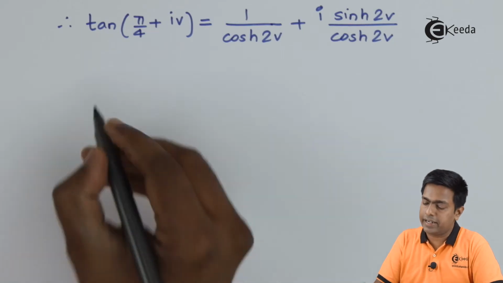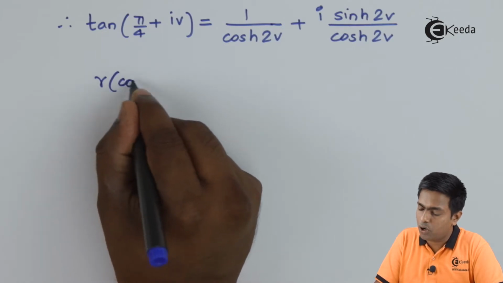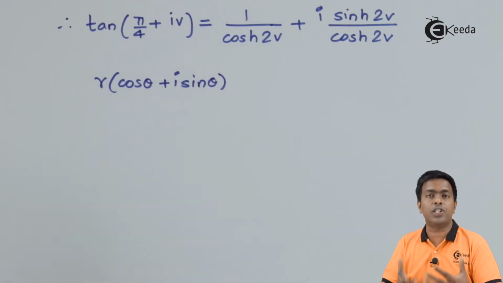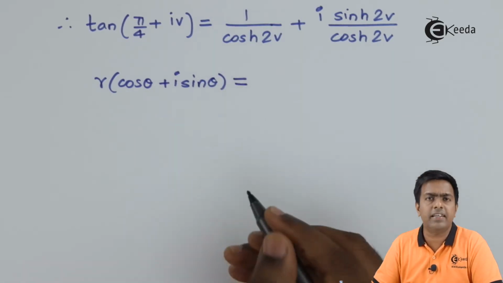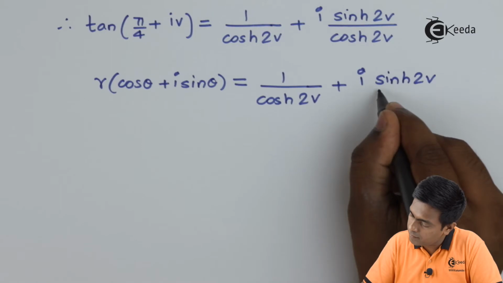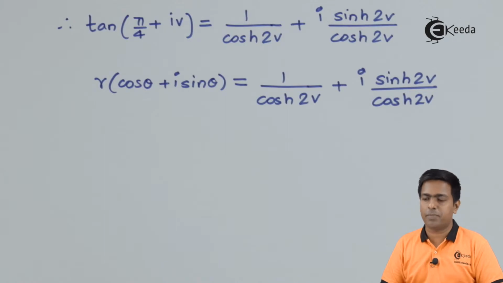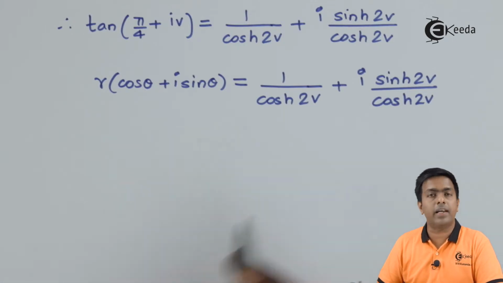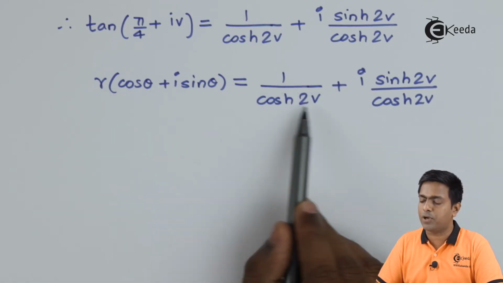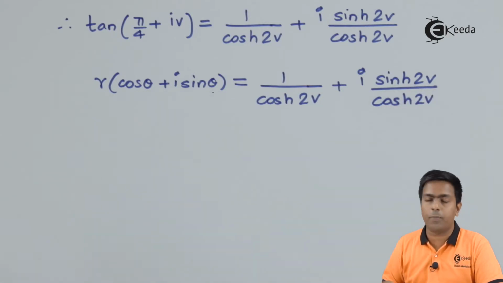So here I'll say it is r into e to the power I theta, which is cos theta plus I sin theta. So I've converted the exponential form to the polar form, and the right hand side is same. Now we'll compare the real part with the real part and the imaginary part with the imaginary part. So here I'll say comparing real and imaginary part on both sides. So we'll get r cos theta, which is real part, equal to 1 upon hyperbolic cos 2v, and r sin theta as hyperbolic sin 2v upon hyperbolic cos 2v.